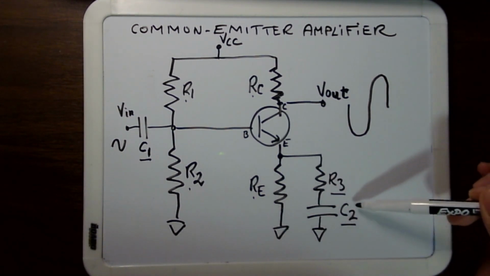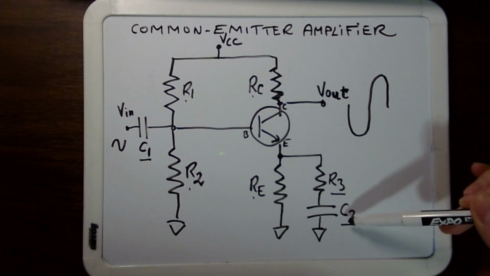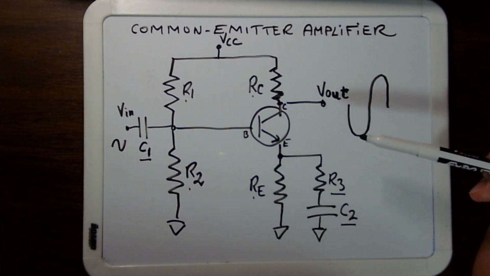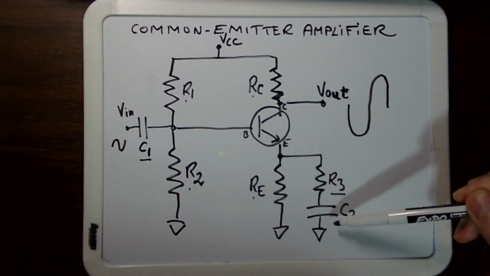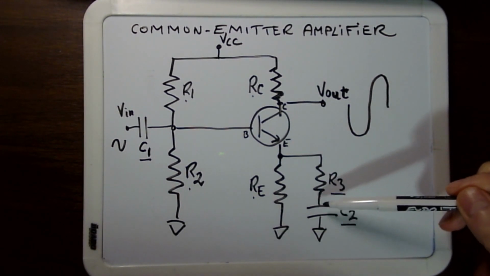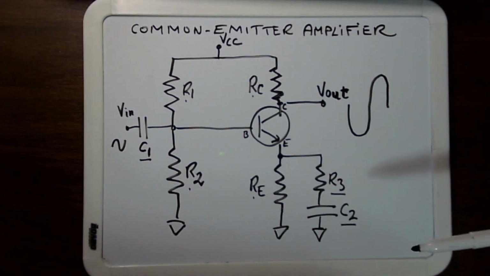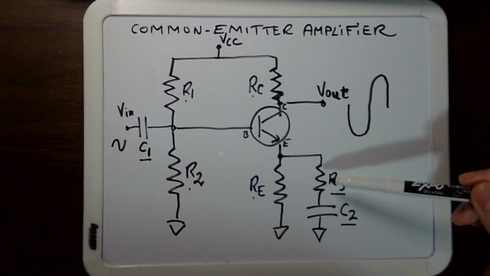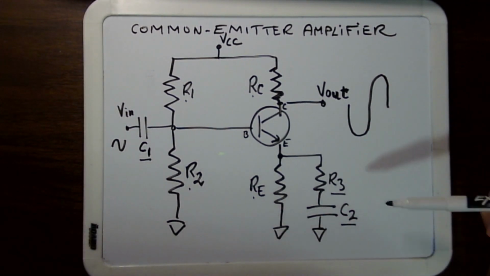So C2 is the bypass capacitor. And when you do DC, you don't consider that branch, but when you do AC, you obviously have to consider it because the capacitor is passing the current. Okay, so let's figure out how to compute R3.